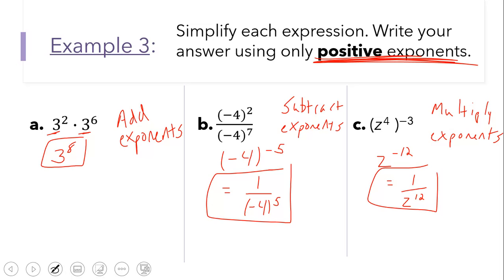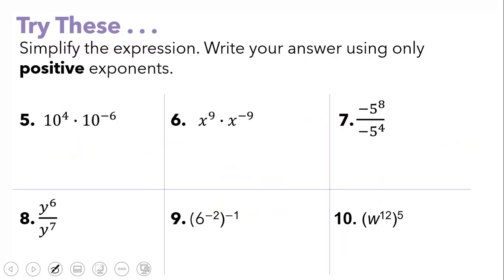All right, so now we're using our rules, our new rules, and sometimes our old rules too. We'll look at the try these in class.